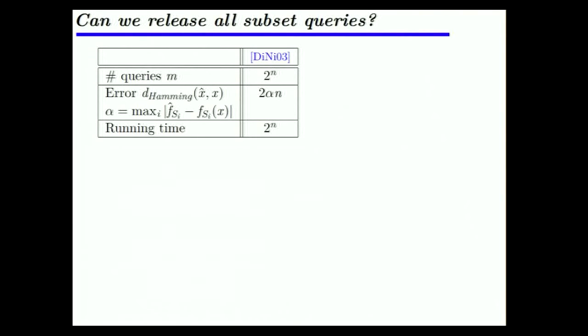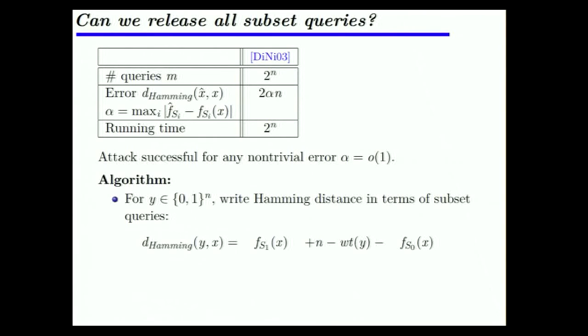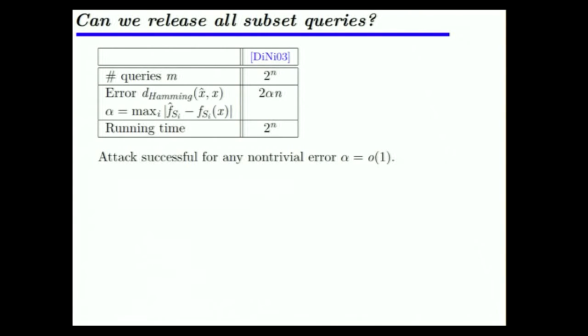One was the original paper of Dinur and Nissim. They give an attack that uses 2 to the n queries, so all possible queries. If the queries are accurate to within alpha, then the reconstructed data set is correct on all but an alpha n fraction of the points. So if alpha is little o 1, very small, then I'm reconstructing the data set exactly. Okay?